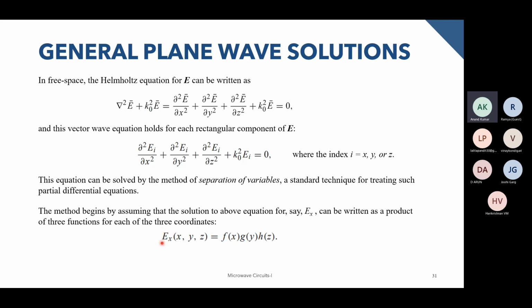So we are assuming that the electric field will be of some form like this. f is a function which is only dependent on x, g is a function which is only dependent on y, and h is a function which is only dependent on z, and their product together is what will give a solution to the electric field in the x direction. Similarly, we'll assume the solution for Ey and Ez as products of some functions, in which the individual functions are only functions of either x, y, or z.